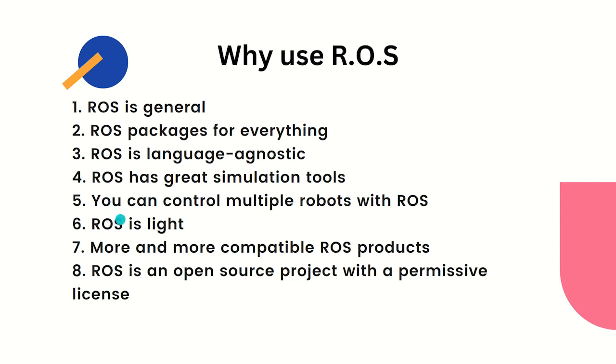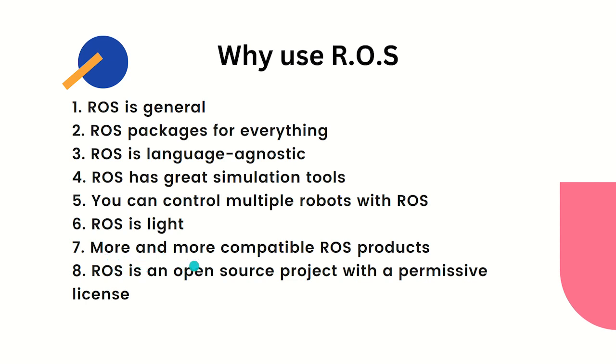Now the fifth point is you can control multiple robots with ROS. ROS can work with multiple ROS masters. It means that you can have many independent robots, each has its own ROS system, and all the robots can communicate between each other. Now the sixth point is ROS is light. The core base of ROS doesn't take much space and resources. You can quickly install the core base and get started in a few minutes only.